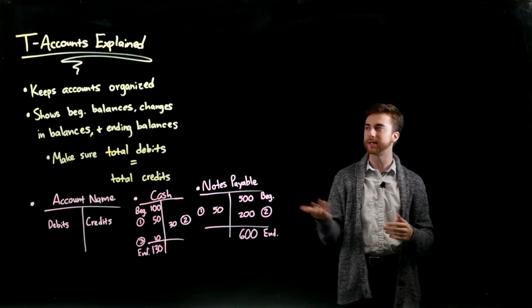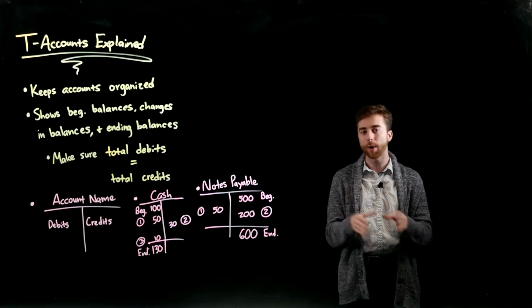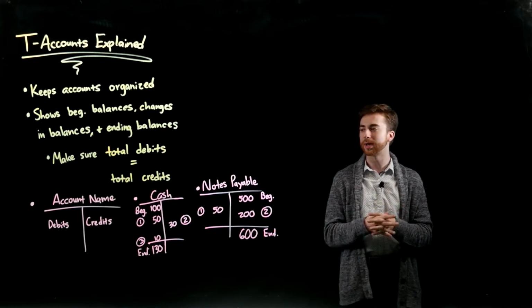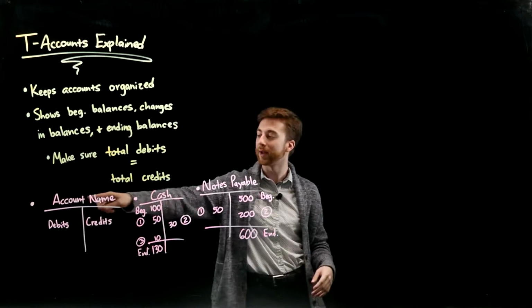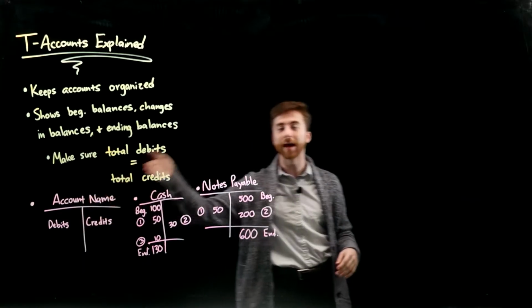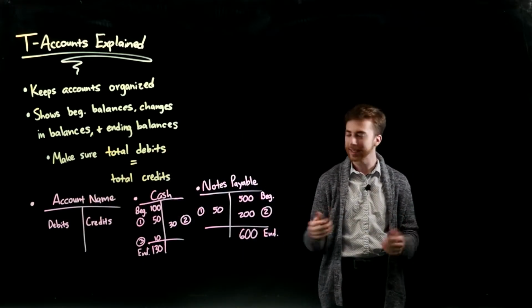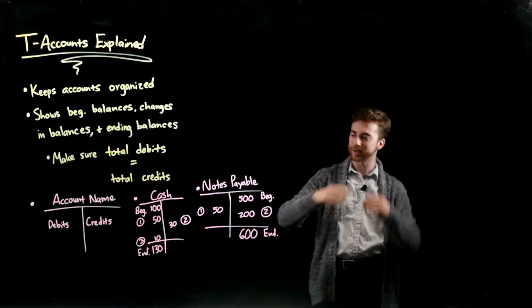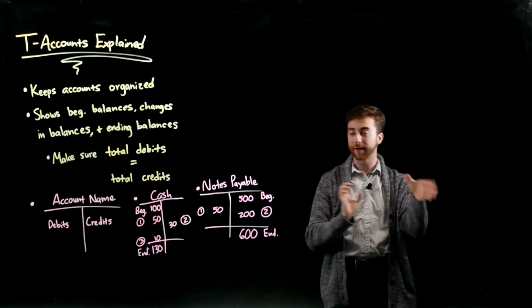The idea of a T account is that it's just a way for us to keep our accounts organized. We have an account name on the top, debits on the left and credits on the right. It's called a T account because it makes a little T like that.